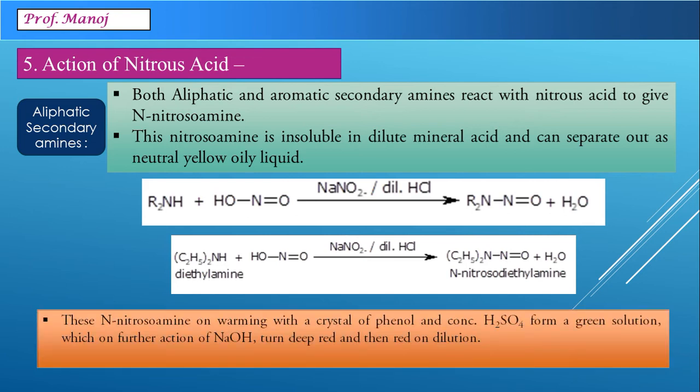These N-nitrosoamines on warming with a crystal of phenol and sulfuric acid form a green solution, which on further reaction with NaOH turns deep red and then blue in color. This reaction is known as Liebermann's nitrosoamine reaction. This is used for distinguishing secondary amines from primary and tertiary.